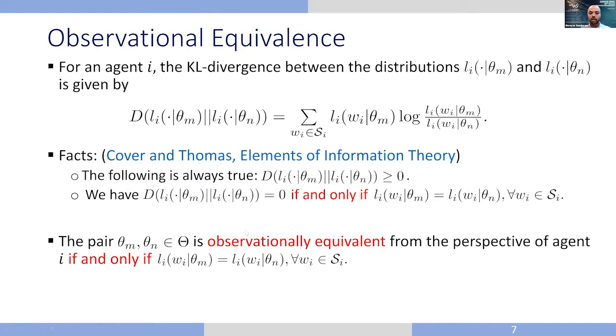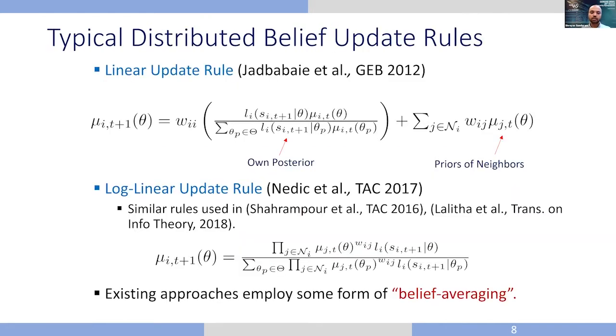So in general, for any given pair of states of the world, we say that the pair is observationally equivalent from the perspective of a certain agent if the probability distributions of the signals that you see are exactly the same under those two states, or equivalently if the KL divergence between their likelihood functions is 0. So again, don't worry if that's foreign to you. It's just to establish some basic concepts for people who are familiar with information theory.